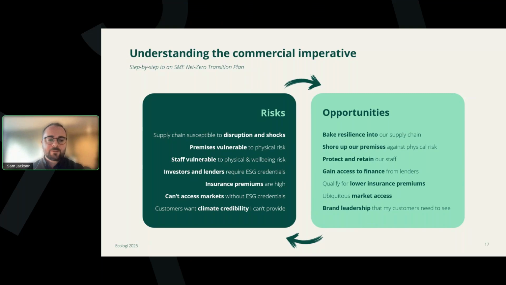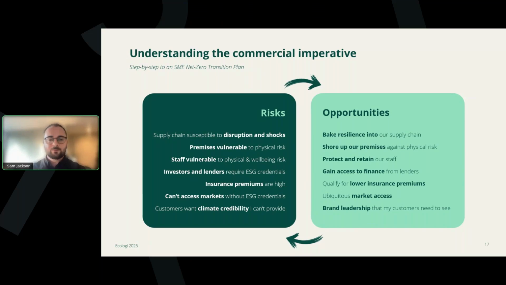And then some more kind of immediate things. Insurance premiums will be higher if you don't have substantive ESG credentials, and you're not working towards a transition plan. Your access to capital, and again, it comes back to money so often for small businesses. If you're looking to gain investment, you're going to need to do this.